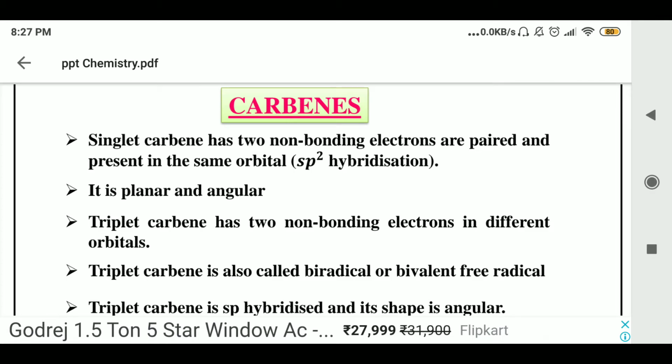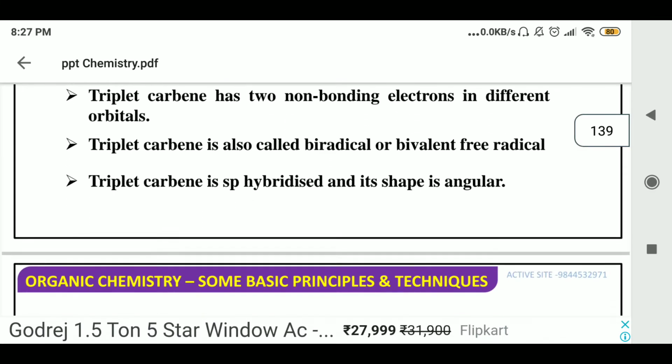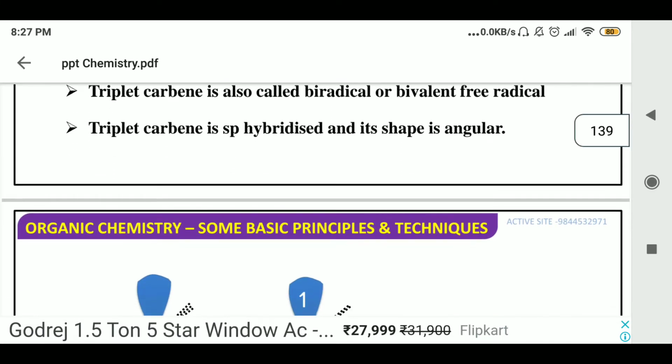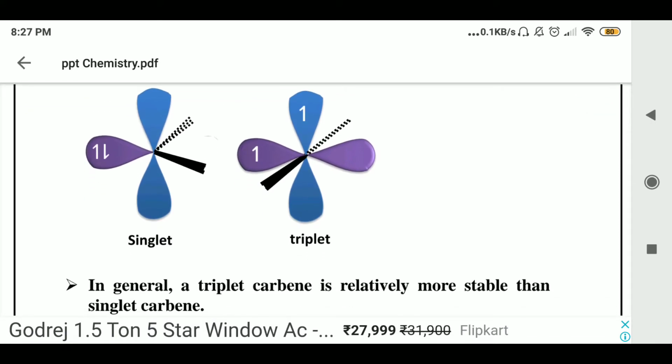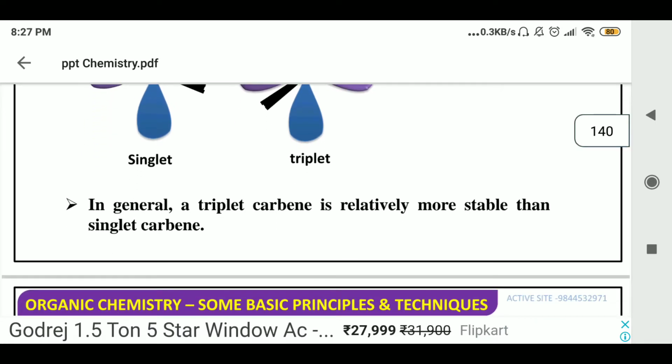Triplet carbene has two non-bonding electrons in different orbitals, and it is also known as a biradical or bivalent free radical. Triplet carbene is sp hybridized and its shape is angular. Here you can see the difference between the structures of singlet and triplet carbene. In general, a triplet carbene is relatively more stable than a singlet carbene.